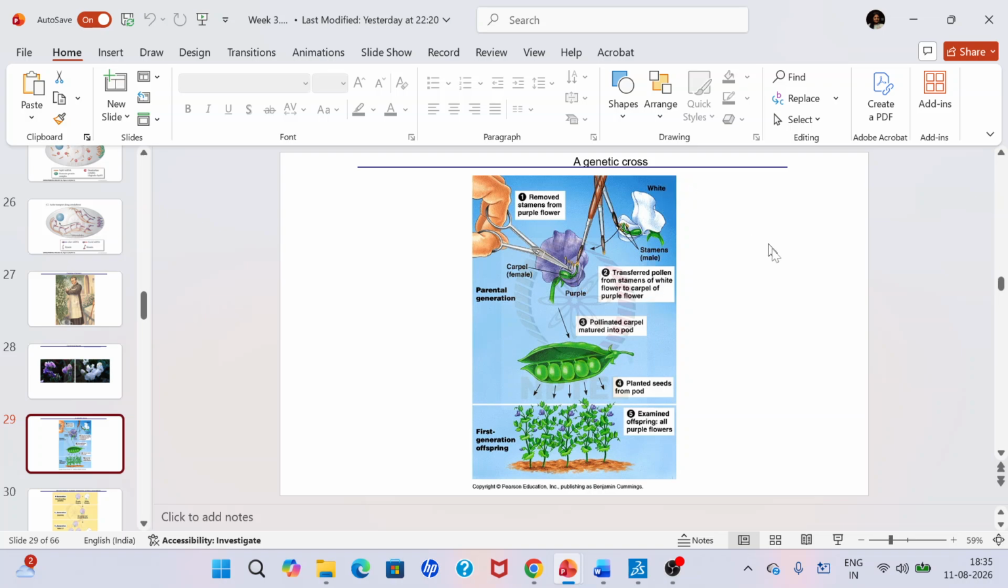So he removed the stamens from purple flowers and kept the carpel part on the purple flower, and used the stamens of the white flower to transfer the pollen to the purple flower, so that he can see what kind of changes are seen in the next generation, in the F1 generation, the first generation. So he pollinated the carpel, and the pollinated carpel then matured into the pod. Then he planted those seeds again and then examined the offspring, the color of the flowers, and the characters that he chose.